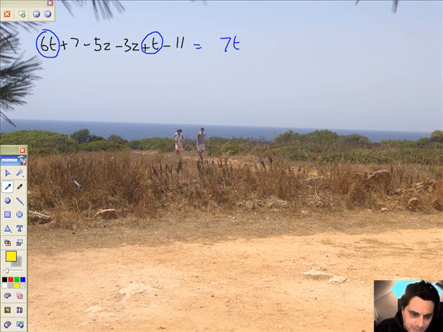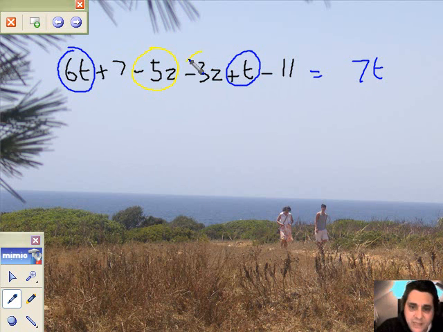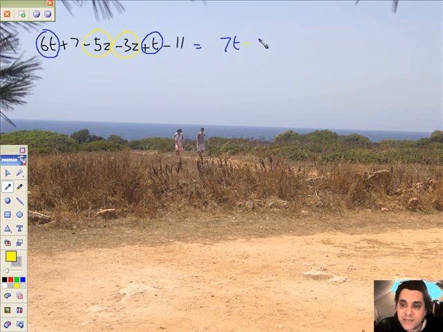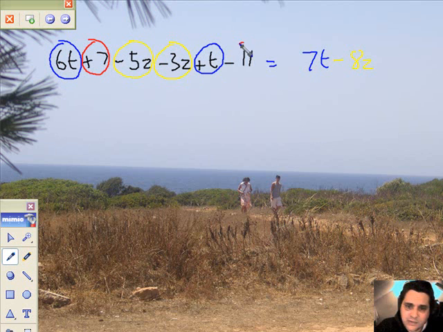They're done. Change colour. Let's do the letters next. I've got minus 5z. Check if I got that right. Yep, minus 5z minus an extra 3z. Well, minus 5 minus another 3 takes me to minus 8. So I've got minus 8 z's, and a different colour for the numbers. I've got 7, ordinary plus 7, take away 11. 7 take away 11 is not 4, it's minus 4. 7 minus 11 is minus 4. So altogether I've got 7t minus 8z's minus 4.